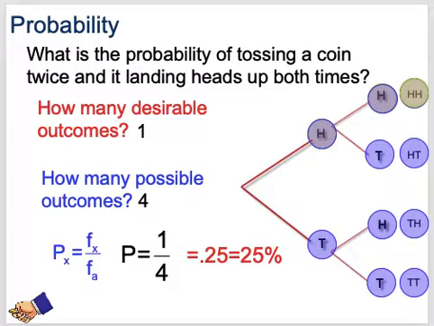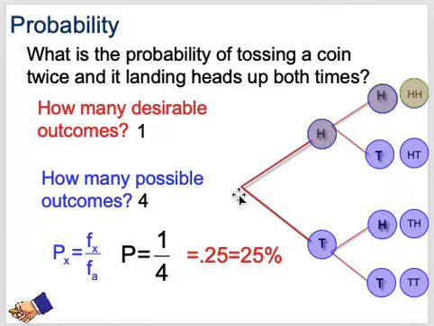Now, what if we take 2 coins? Oh, I'm sorry, it's the same coin. Sorry. Same coin, and we're going to toss it twice, though. What is the probability that it will land heads up both times? So, again, our desirable outcome is just 1. We want them both to be heads, so heads, heads. And then we want to know how many possible outcomes.